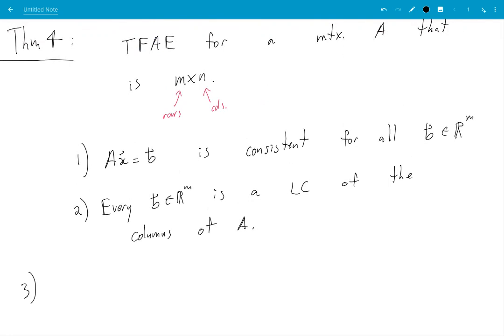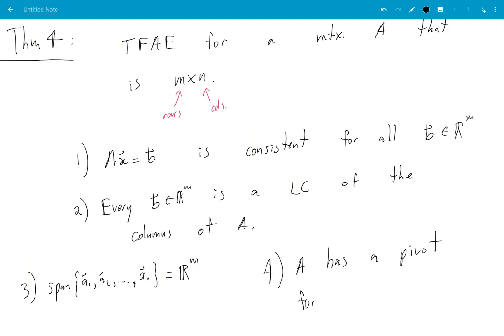3. The span of the columns, span A1, A2, AN is equal to all of Rn. And finally, 4, A has a pivot for every row.